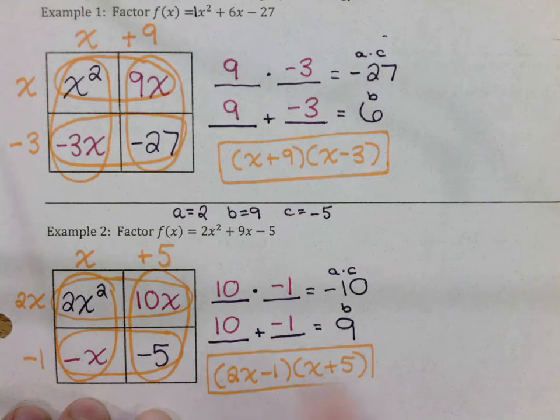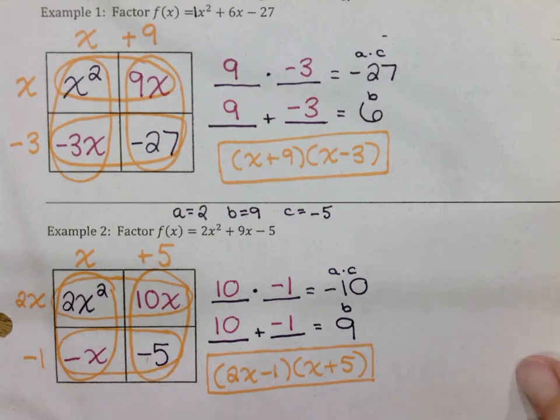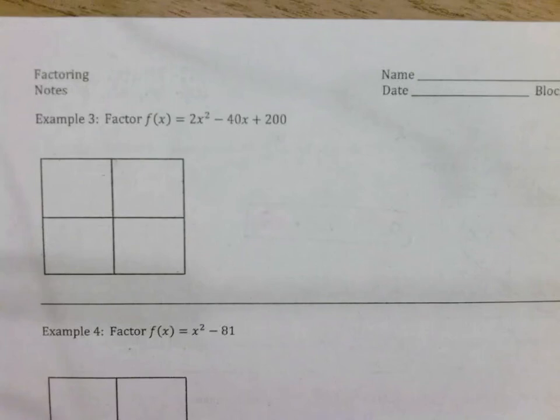And again, there's a lot of different ways we can check ourselves here. If we want to see if we did this box right, we can just say, it's 2x times 5. 10x is negative 1 times x, negative x. Yes and yes. For this one, is negative 1 times 5, negative 5. Yes. So it's pretty easy to check yourself with this. Okay, let's move on to example 3.